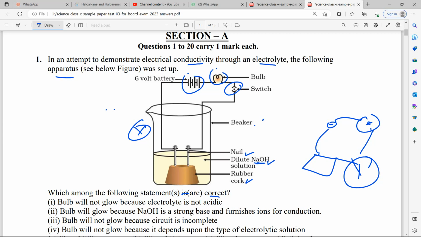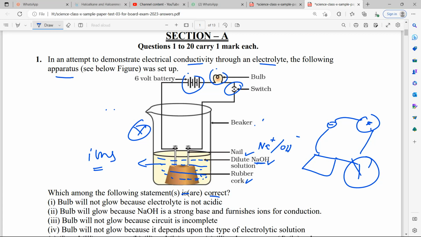Conduction here should take place through the electrolyte. This is the electrolyte here, right? So how will the conduction take place? The conduction will take place through ions. If there are ions, the conduction will take place. So they had filled it with the electrolyte called NaOH. NaOH provides Na plus and OH minus ions, right? Because of the presence of ions, the electricity will pass.